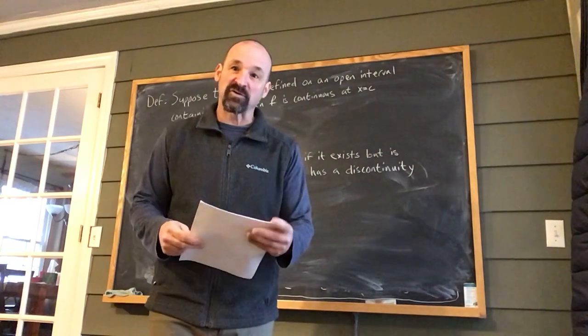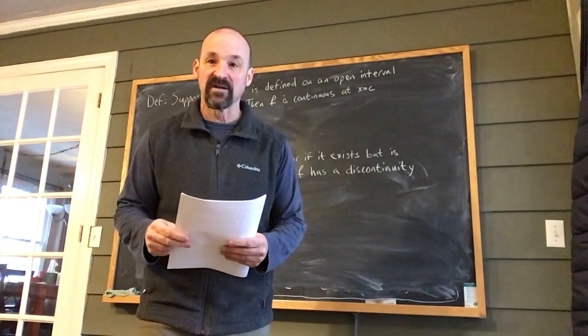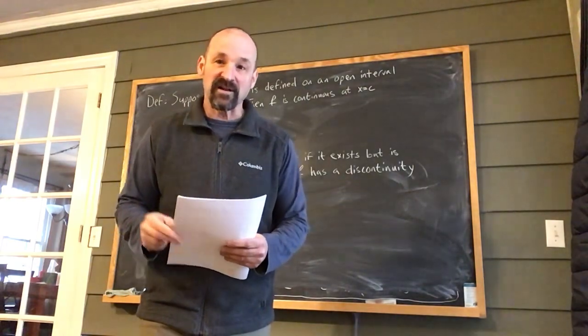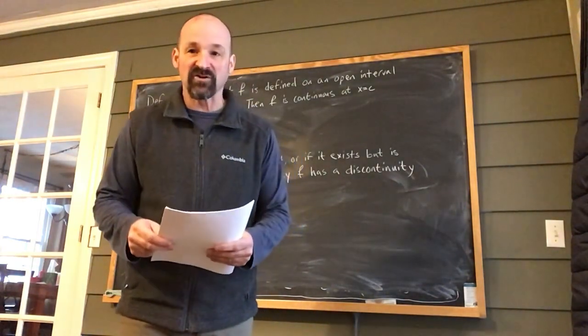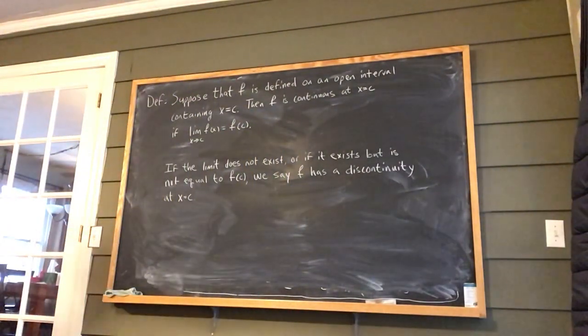In this calculus course, we can give a more mathematical definition of what it means for a function to be continuous using limits. So let's first take a look at what it means for a function to be continuous at a point. Suppose that f is defined on an open interval that contains x equals c. We say f is continuous at x equals c if the limit of f as x approaches c is equal to f of c. Now, if the limit doesn't exist, or if it exists but is not equal to f of c, we say that f has a discontinuity at x equals c.